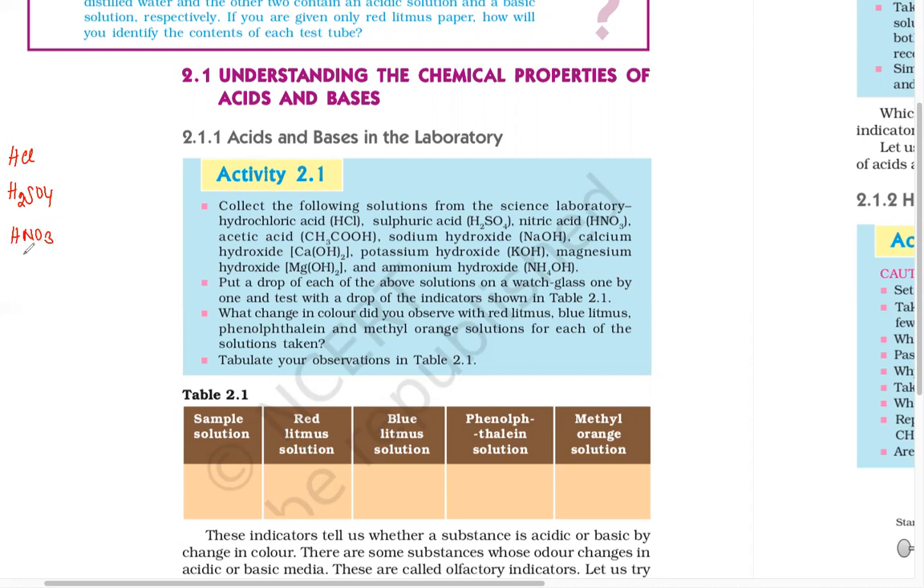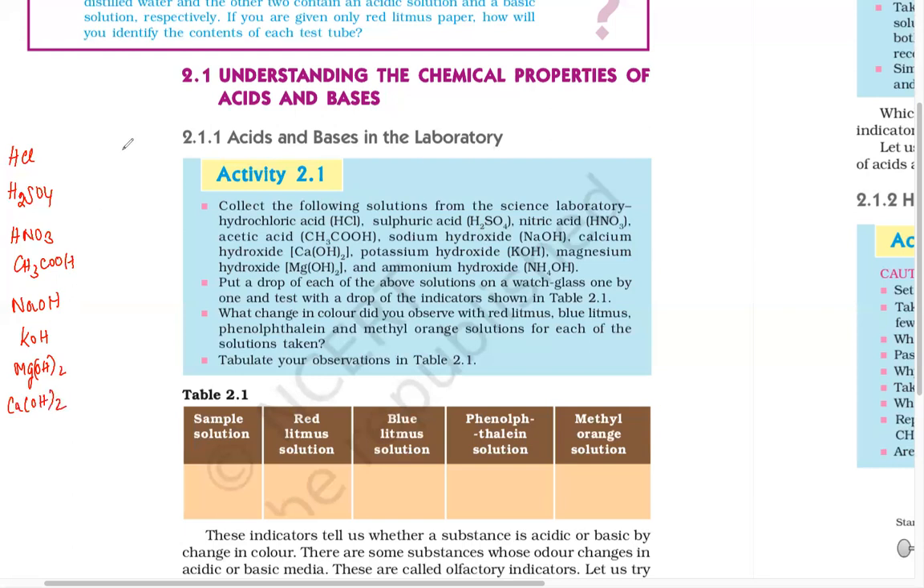Next, CH3COOH is acetic acid. NaOH, sodium hydroxide, is a base. KOH is also a base, and Mg(OH)2, magnesium hydroxide, is also a base. Then calcium hydroxide, Ca(OH)2, is also basic.